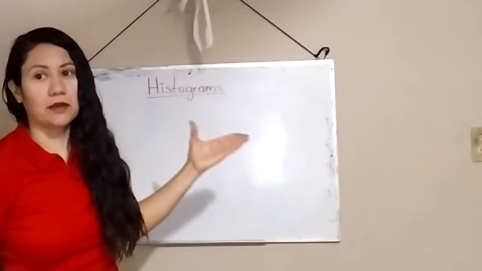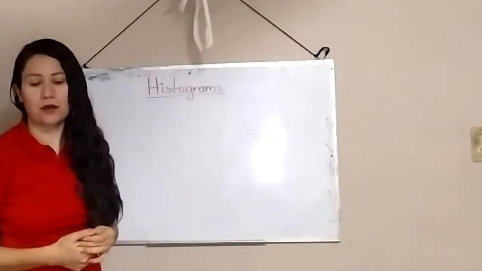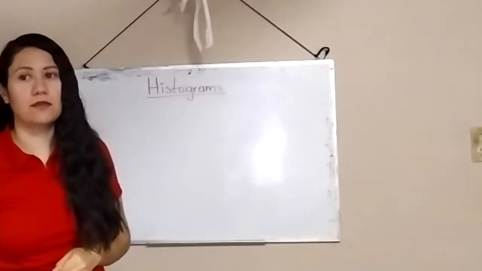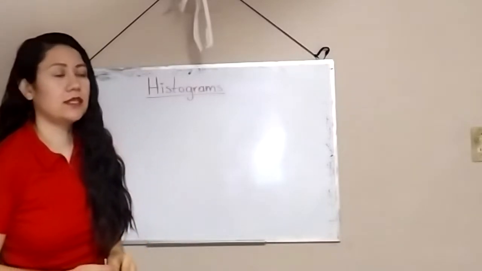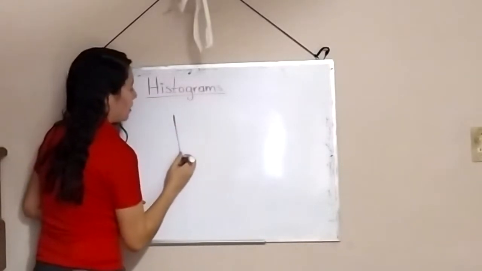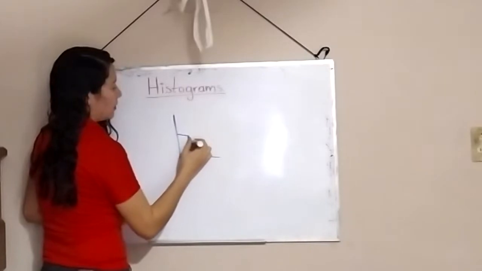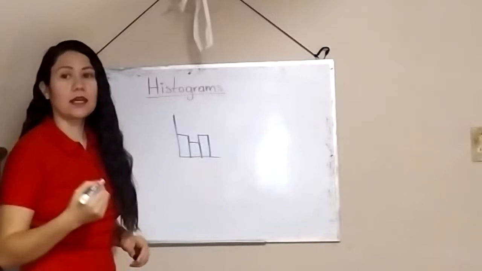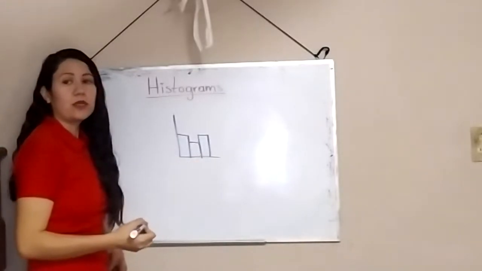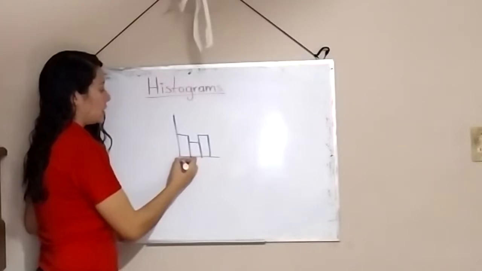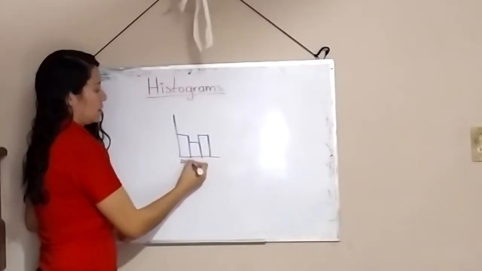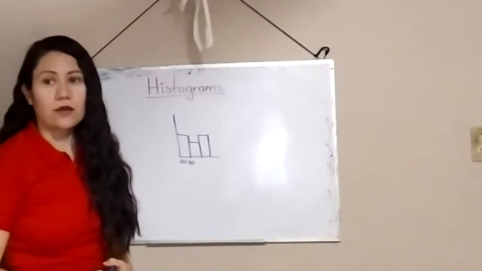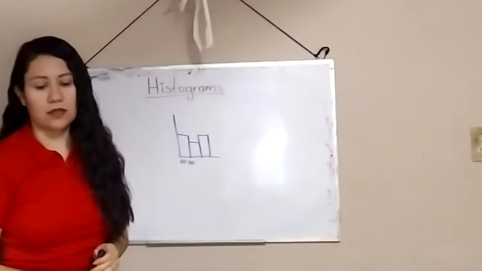We are going to be talking about this specific type of bar graph. What makes a histogram different from any other bar graph is that in the histogram, the bars are right next to each other. There is no separation between them. And also, we are going to be using intervals for the data. So it is basically a bar graph with these specific characteristics.